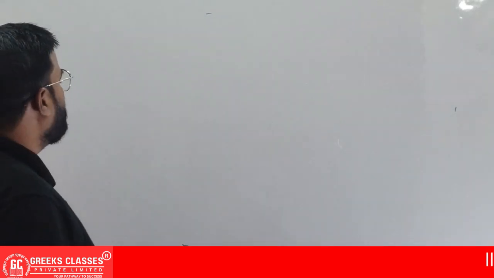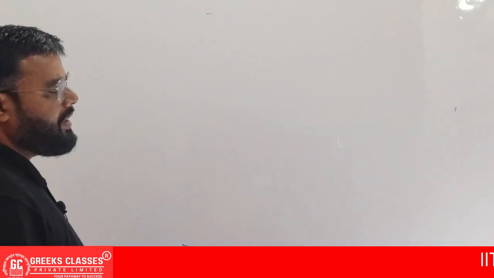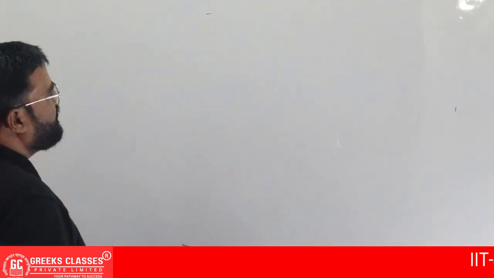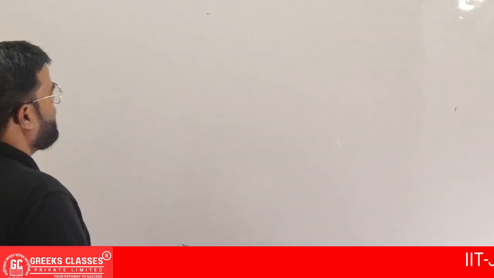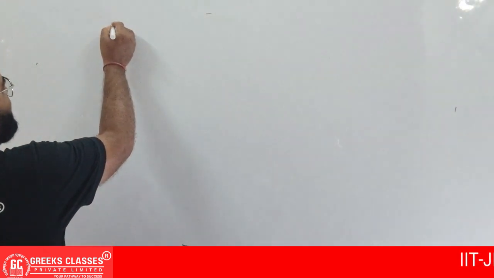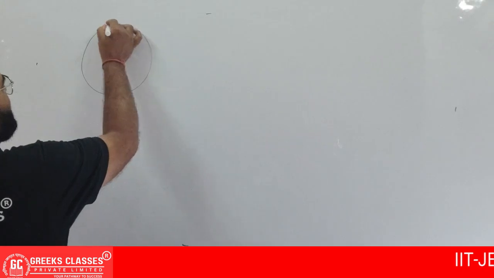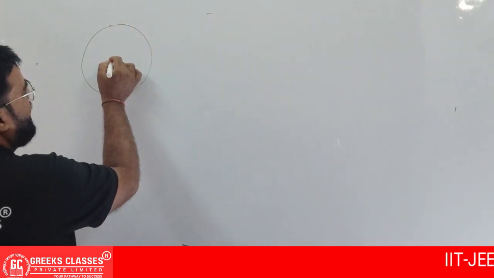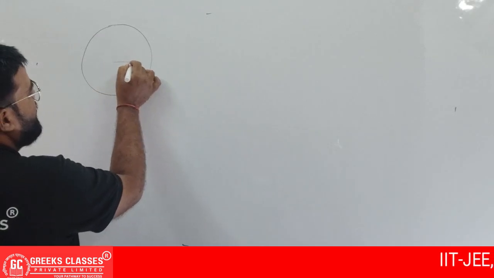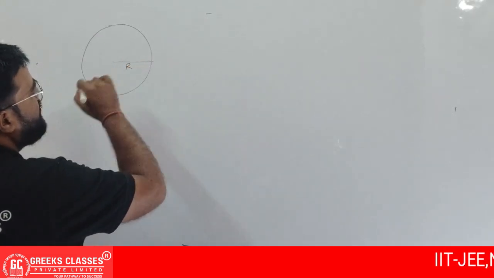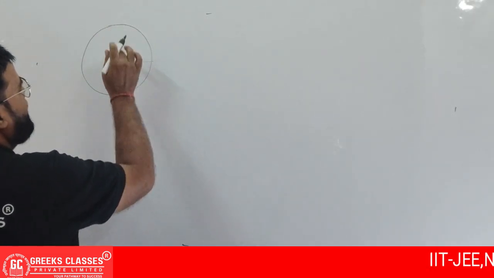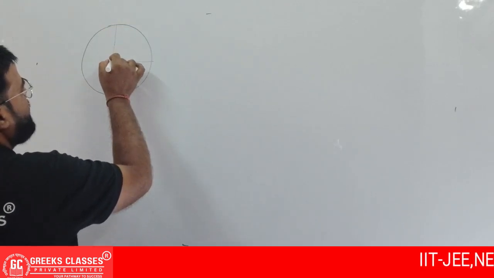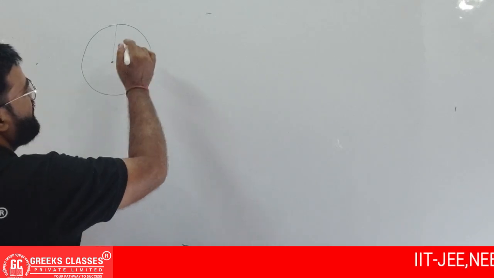So students, our today's topic is vertical circular motion, right? So let's start vertical circular motion. For vertical circular motion, let an object of mass m perform the vertical circular motion, and here is the radius of the circle, capital R, or you can take a smaller one. So this is the center of this circle.